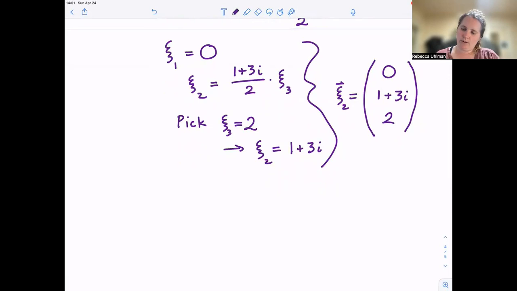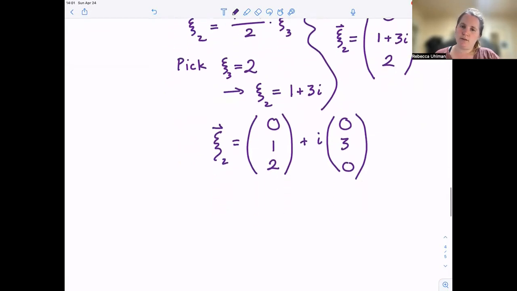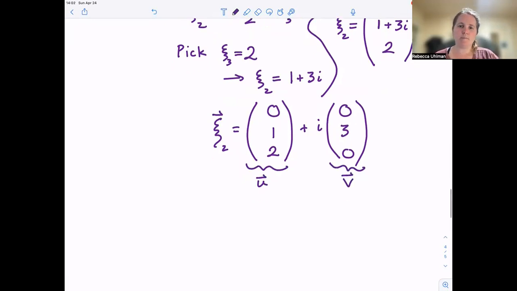Again, if we rewrote this, we could also write this as xi2 is equal to 0, 1, 2 as the real component plus i times the imaginary component, which would be 0, 3, 0, since only that second row has an imaginary component. So the 0, 1, 2 is acting as our u. 0, 3, 0 is acting as our v.